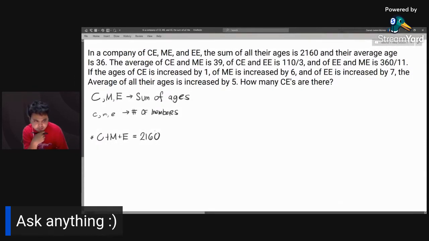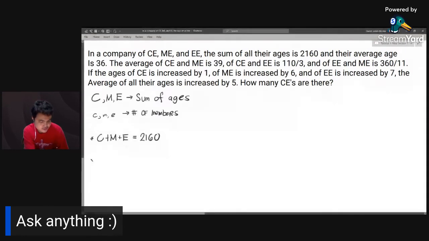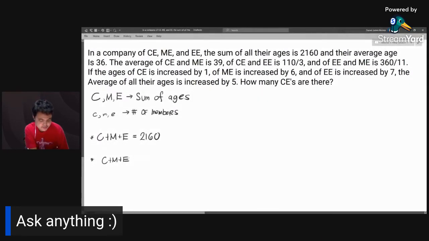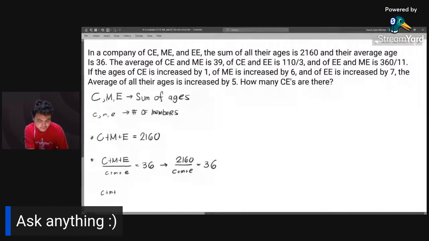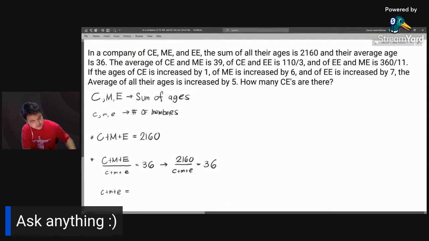Tapos yung average daw nila is 36. So yung average, second condition na to, no? C plus M plus E, diba, sum over number of people. So small c plus small m plus small e, yan ay 36. Pero, di ba yung C plus M plus E na malaki, 2,160. So 2,160 all over c plus m plus e is 36. So makukuha natin dito, para sa second equation, c plus m plus e is 2,160 over 36. That's 60, no? Yeah, 60.